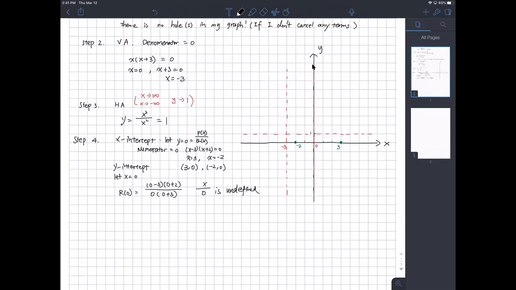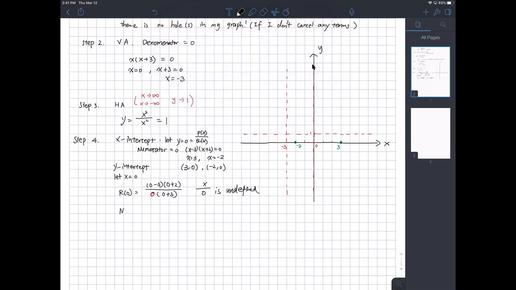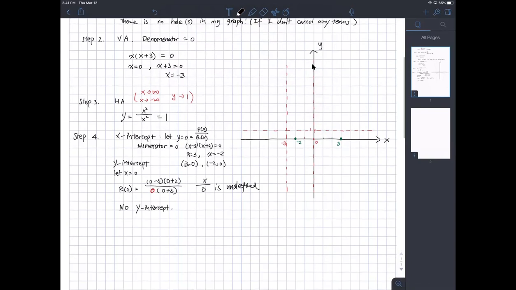Right? So that's why this 0 is a big issue, which means I do not have a y-intercept. There's no y-intercept in this case. But that's okay. No y-intercept, that's fine. And so this is what we have so far.